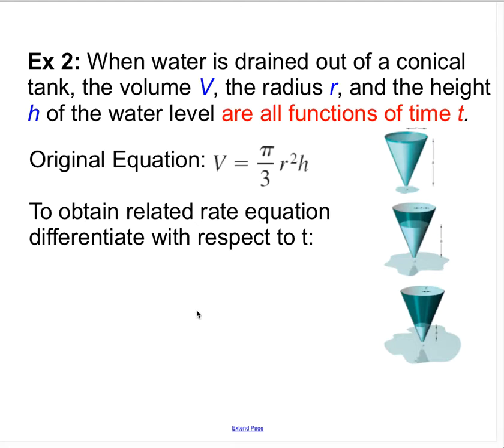Example 2. When water is drained out of a conical tank, the volume V and the radius r and the height h of the water level are all functions of time t. Again, it's telling us when we want to obtain this related rate equation, we're going to differentiate with respect to t. We want to see how all those variables are changing as t changes. I wouldn't ask you to memorize this equation. I'd probably just give you the volume. But try differentiating.